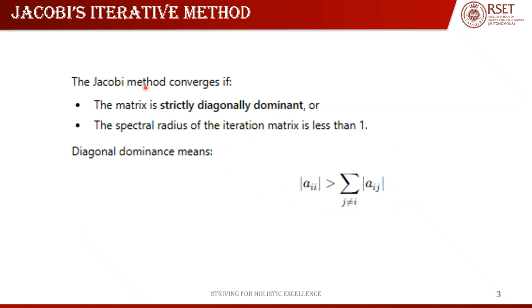And we have a condition: Jacobi's method will converge, or will get a solution, only if the matrix is strictly diagonally dominant. So what do we mean by diagonally dominant? If you are given the first equation, then the modulus of the first coefficient should be greater than the sum of the coefficients of the other terms. For the second equation, the second coefficient should be greater. We'll see it in the problem and it will be clear to you.